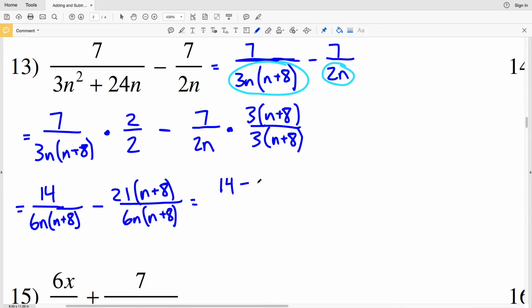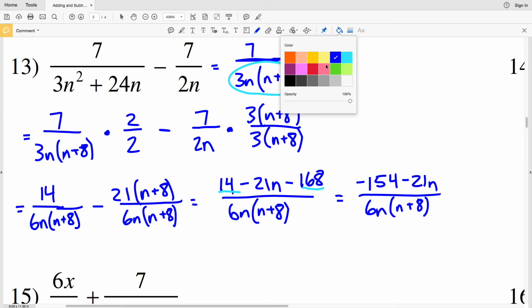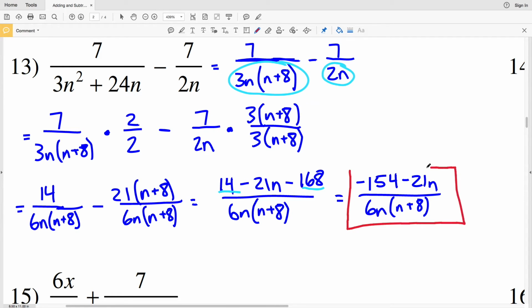So I'll take 14 and subtract 21n, and subtract 21 times 8, which is 168. And that's all over 6n times n plus 8. And now I can simplify, combining 14 and 168. So 14 minus 168 is negative 154. So I'll have negative 154 minus 21n all over 6n times n plus 8. That is my solution in number 13.